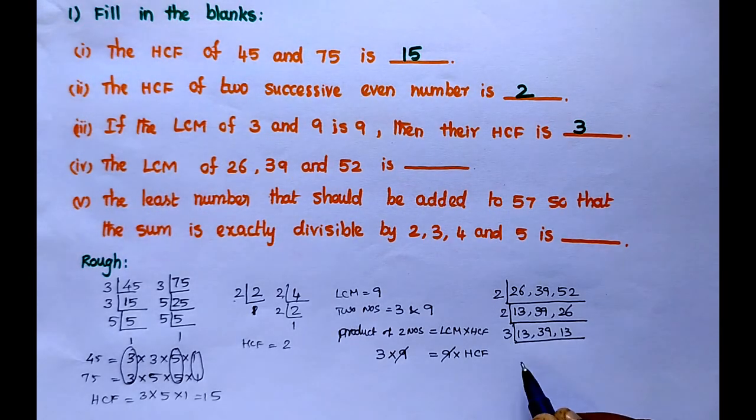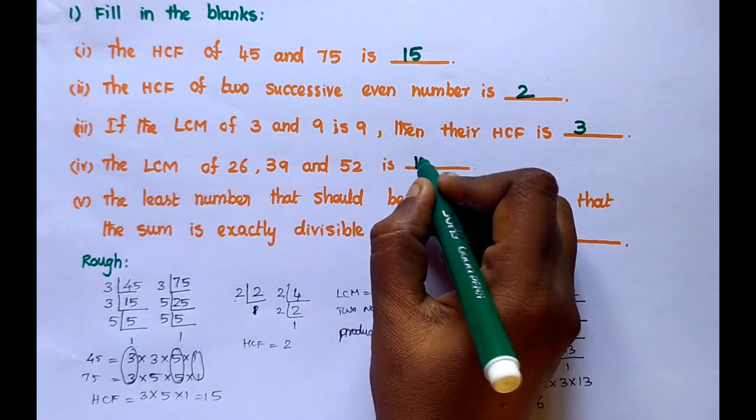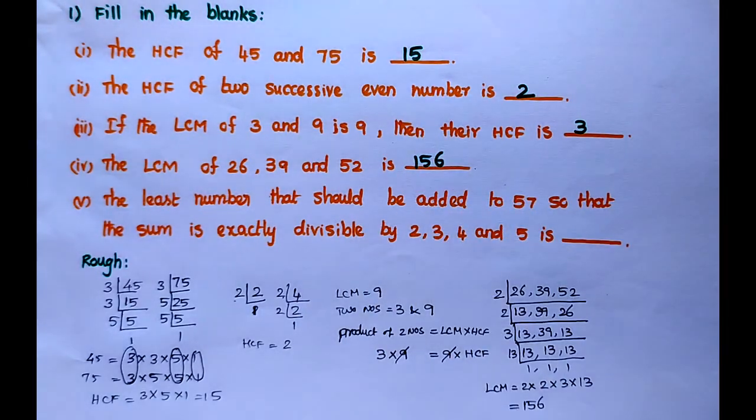Now third table, 39, 13 3s are 39. Now divisible by 13, 1 1 1. So LCM equals 2 into 2 into 3 into 13, that is equal to 156. So what's the answer? 156.